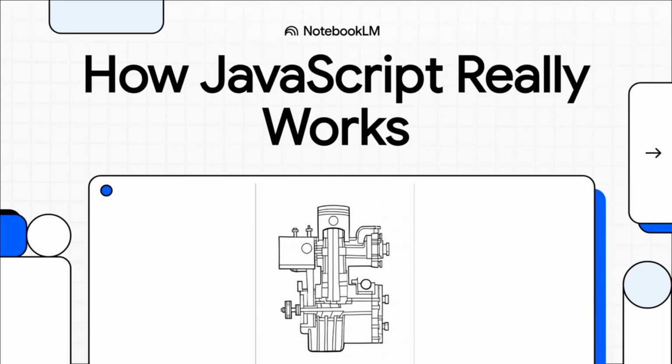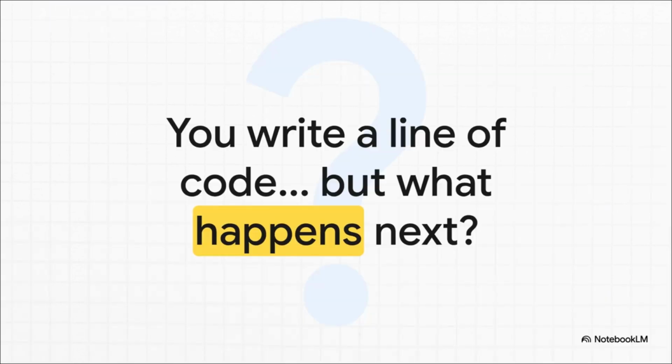Hey everyone. So if you've ever written any JavaScript, you know the drill. You type some code, you hit run, and, well, it just works. But what is that magic happening behind the scenes? Today, we're going to pop the hood and see exactly what's going on between the moment you write a line of code and the moment your computer actually understands it. Let's get into it.